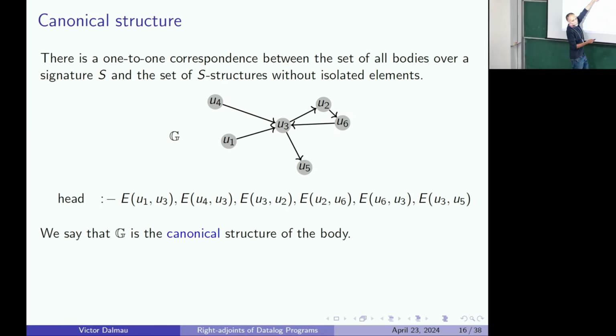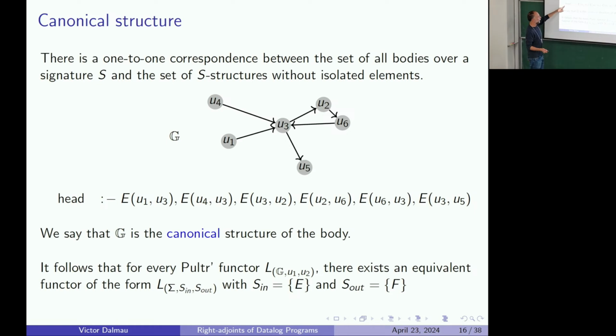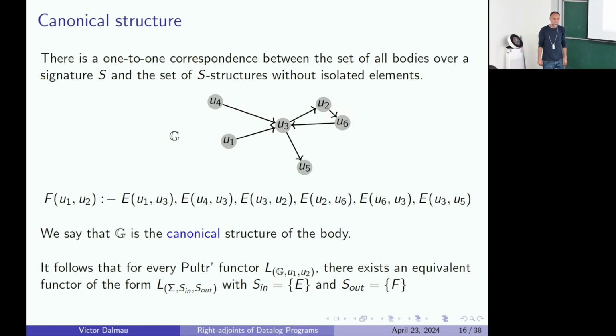Imagine that we have the Pultr functor which is defined by G with distinguished nodes U1 and U2. In this case, I will just write the rule that produces this new predicate, and these are my two variables here. So basically, our functors correspond to the special fragment in which we have only one rule, which is also of a very particular shape, but we can do way more things.